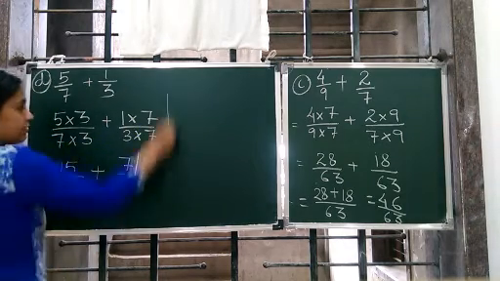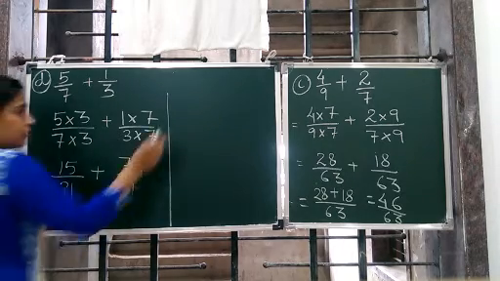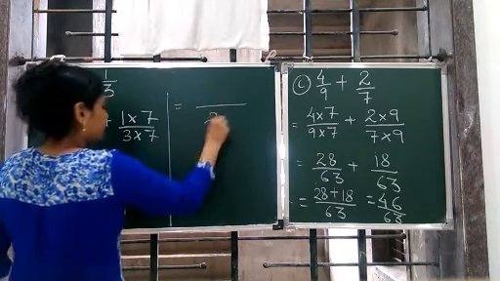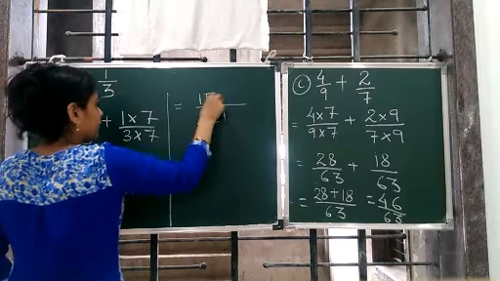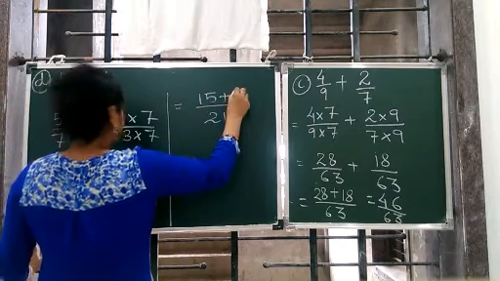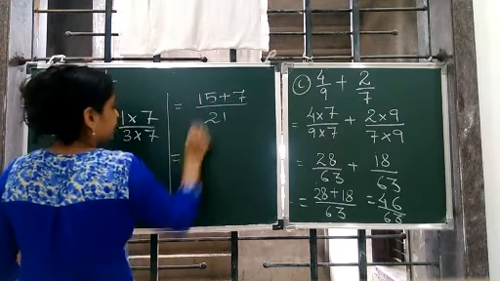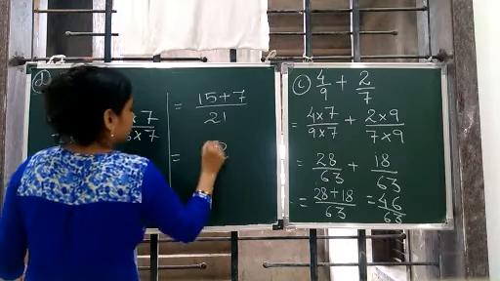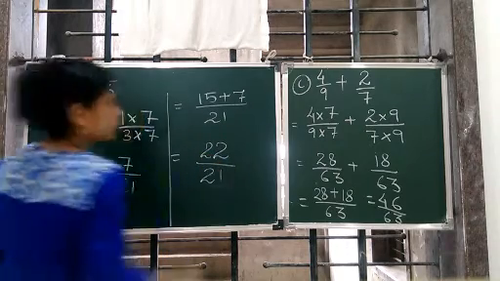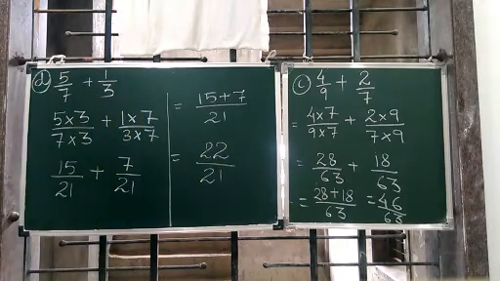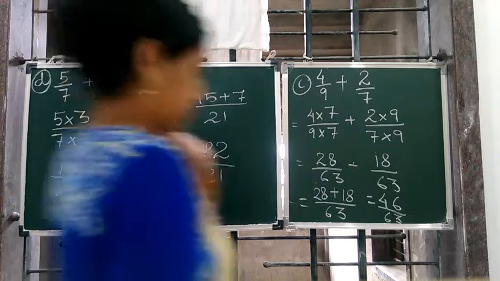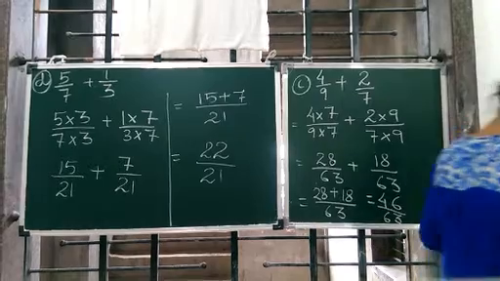Are the denominators same? Yes, the denominators are now same. So we take the denominator common and we add the numerators. So it is 22 by 21. This completes question number D.